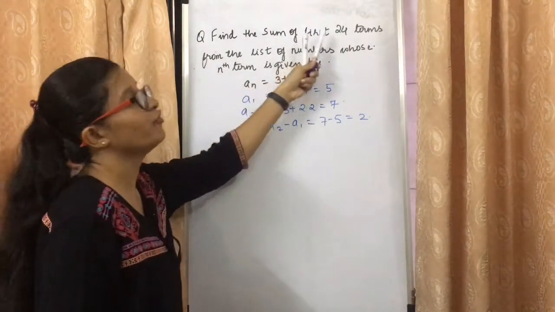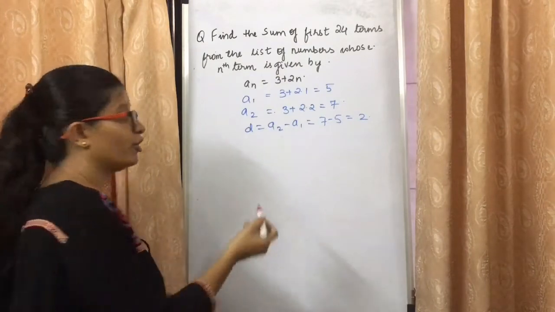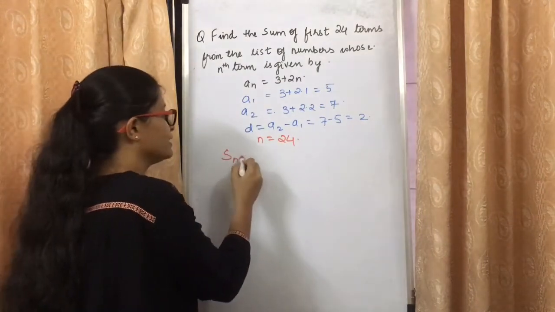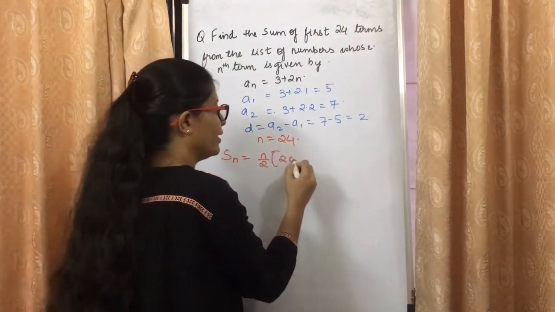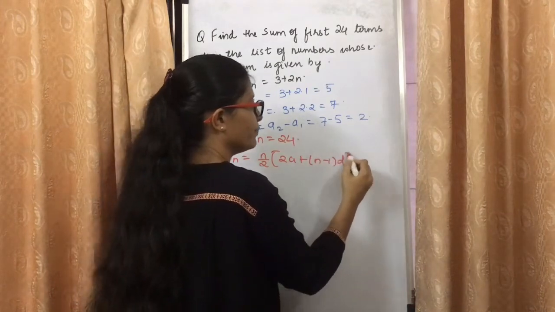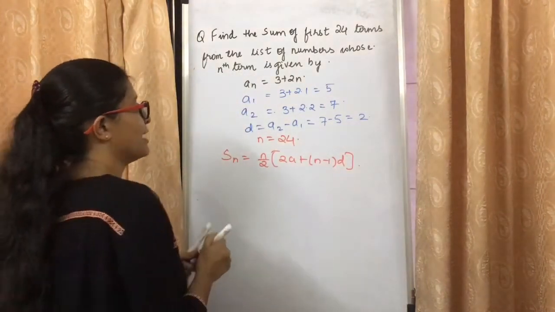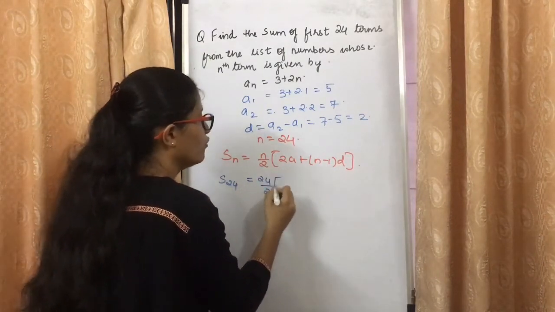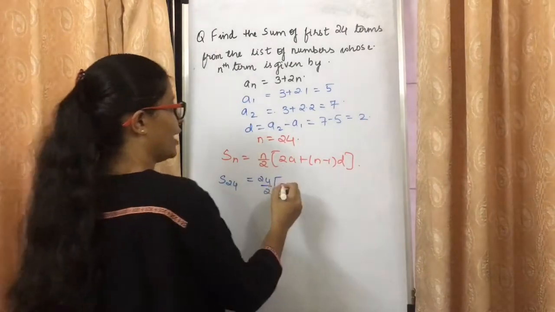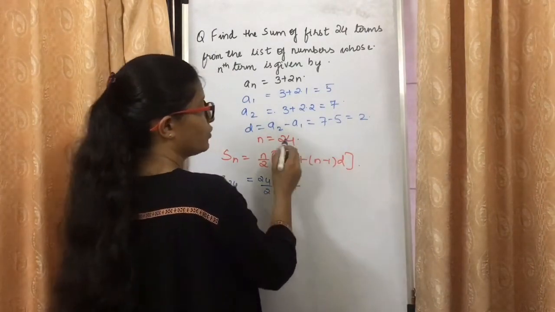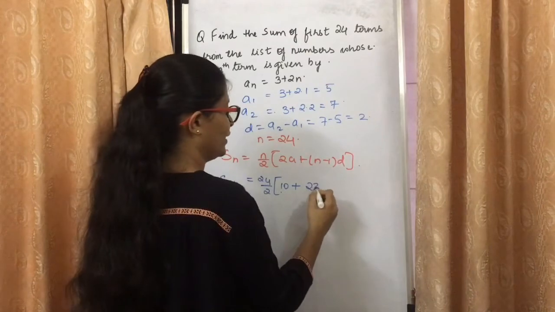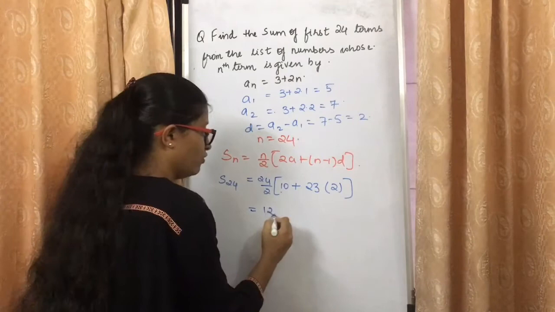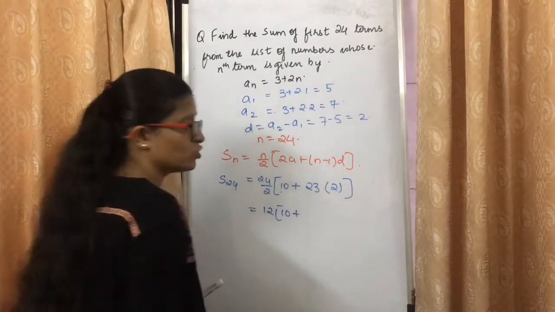पूछा क्या है? सम ऑफ फर्स्ट 24 टर्म्स. 24 terms मतलब n will be how much? 24. Again using the same formula, Sn is equals to n by 2, 2a plus n minus 1 into d. Now, substituting the values, S24 चाहिए, 24 divided by 2. We have value of a as 5. So 2 into 5 will give you 10 plus n minus 1, that is 24 minus 1 gives you 23 into 2. So 12, 10 plus 23 into 2 will give you 46.